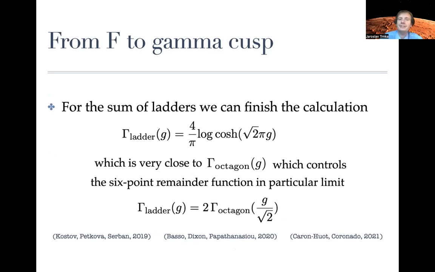For the ladders, we get even a closed formula. Remember, the ladders were not capturing correctly the full function f of z at strong coupling, but we can nevertheless look at what the gamma cusp coming from these ladders is. And surprisingly, it is exactly the same as something called gamma octagon, which was calculated also by Benjamin, Lenz, and others in a different context. This gamma octagon controls the six-point remainder function in some particular limit, and we have the same function appearing here as the gamma cusp related to these ladder integrals.